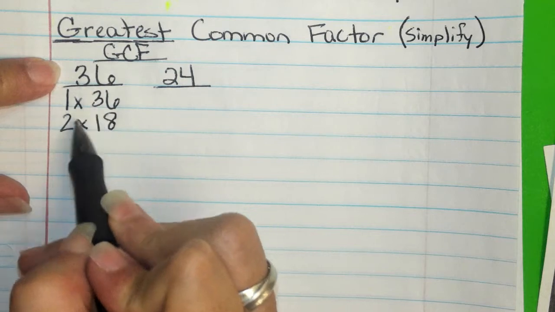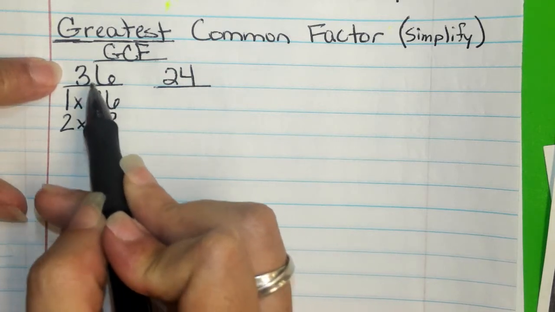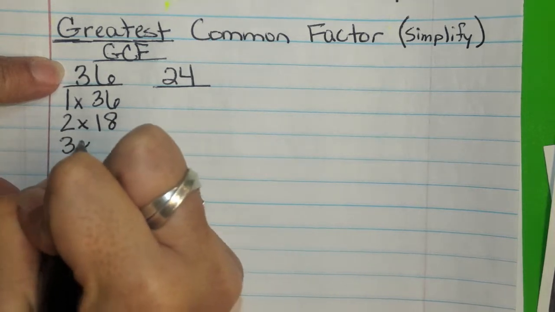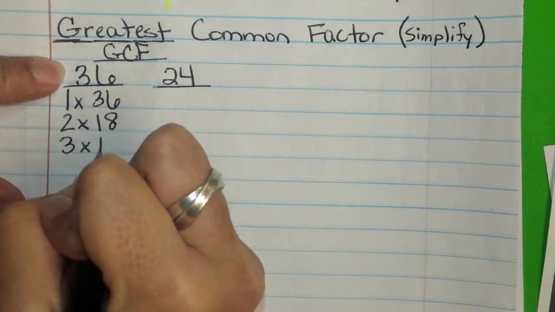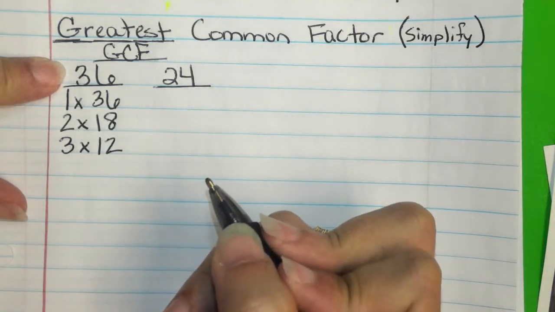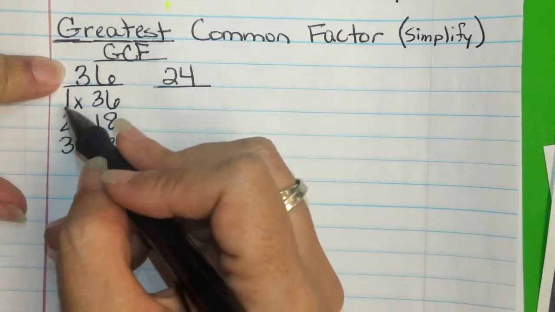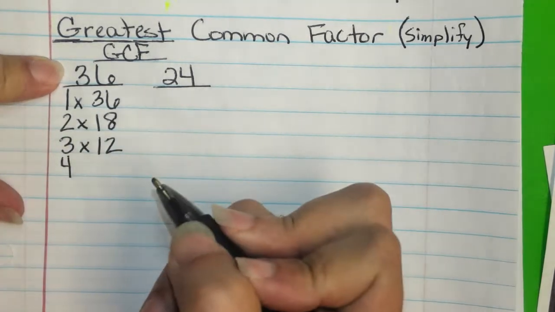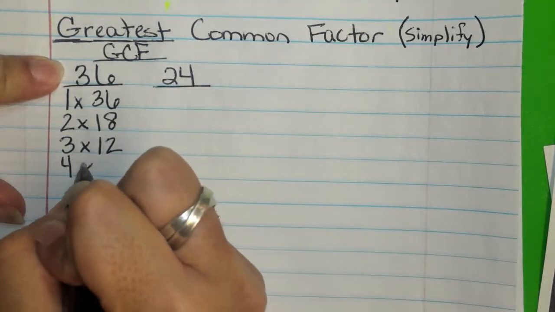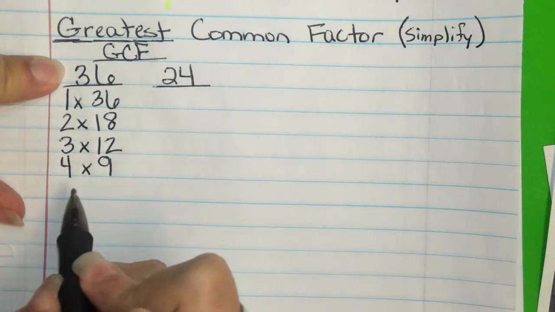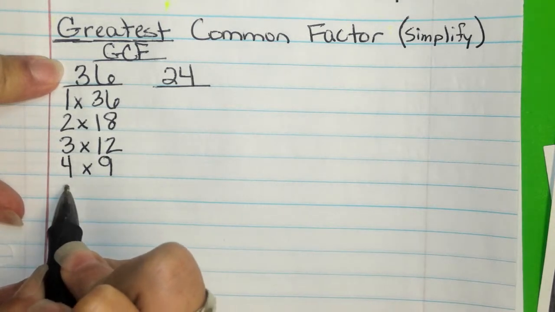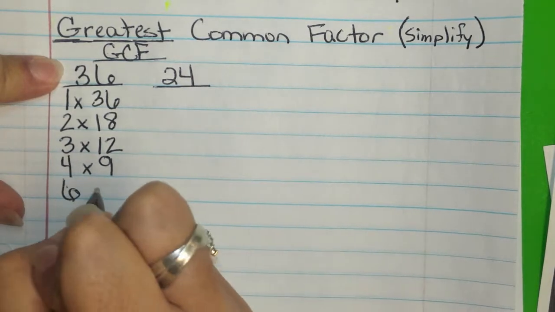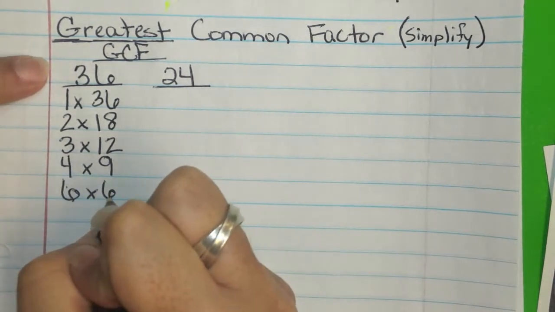Now you may have to jot it on the corner of your paper. Does 3 work? Yep, 3 times what? 12. 3 times 12. Okay, notice I'm staying in order. Does 4 work? Yes. 4 times what? 9. Notice I'm staying in order. Does 5 work? No. 6? Yes, 6 times 6.